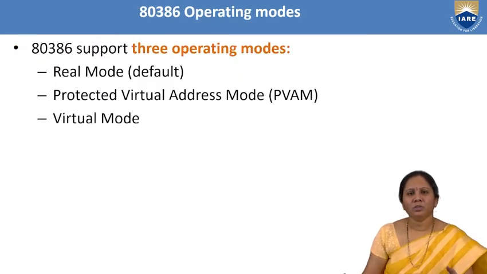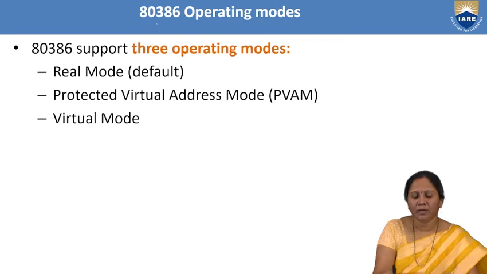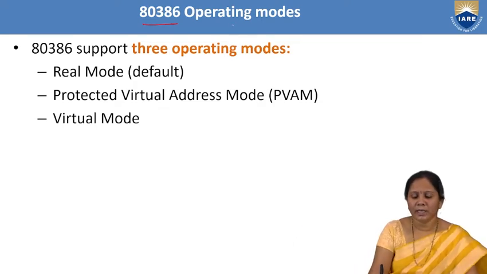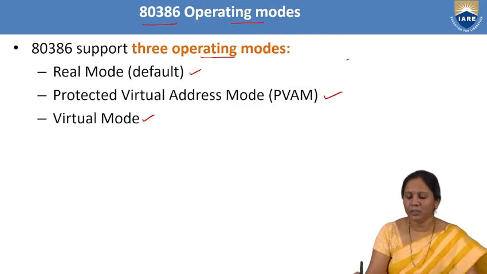Now, so those are the two operating modes of 80286 microprocessor. Coming to the next advanced microprocessor, that is 80386 microprocessor. This 80386 microprocessor will be operating in 3 modes. The 3 modes of operation are real mode, protected virtual address mode, and virtual mode. Now we will discuss these 3 operating modes in detail.